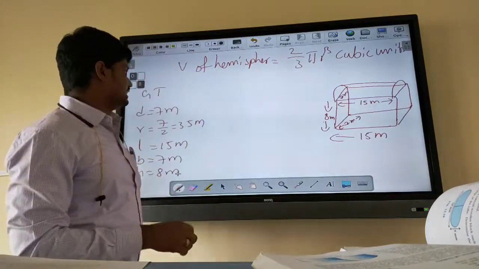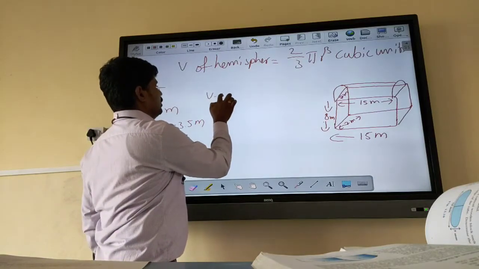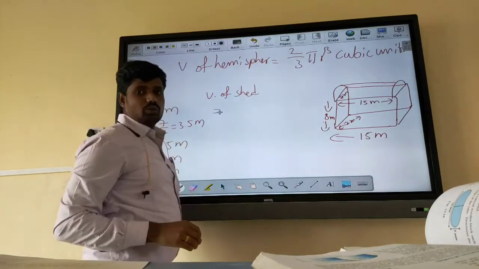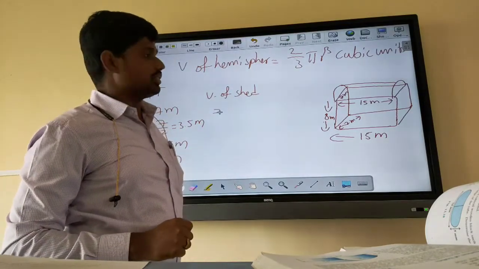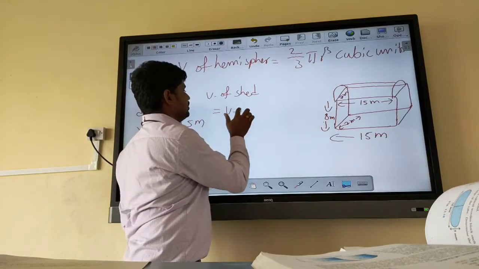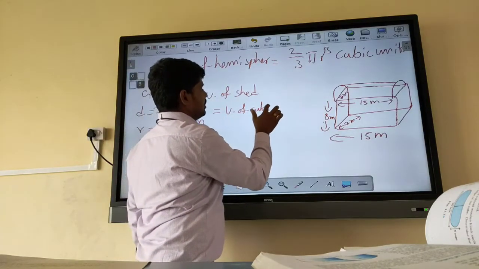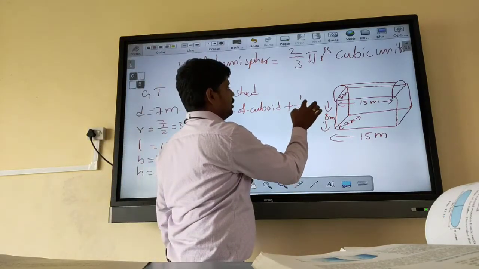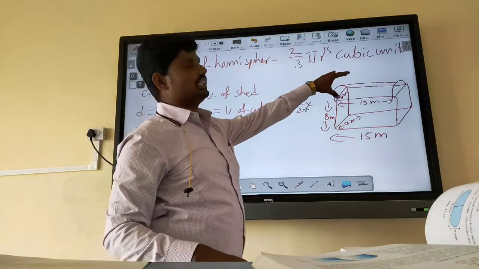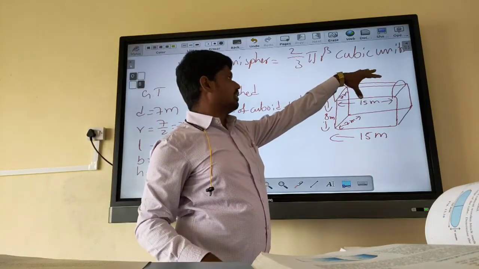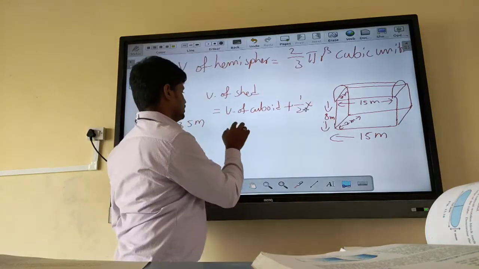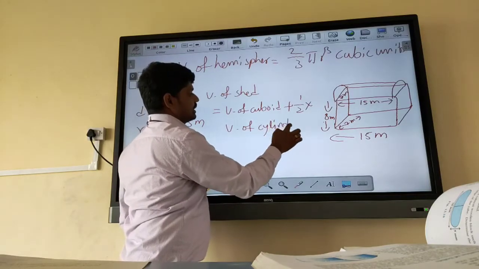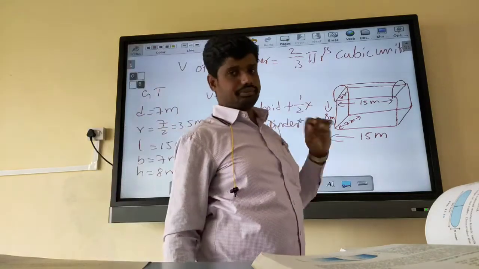Now find the volume of the shed. How to find the volume of the shed? Volume of shed is equal to volume of cuboid plus half into volume of cylinder. Why? Because it is half of the cylinder, in an upward place. So half into volume of cylinder. It is the shape of half of the cylinder, that's why.